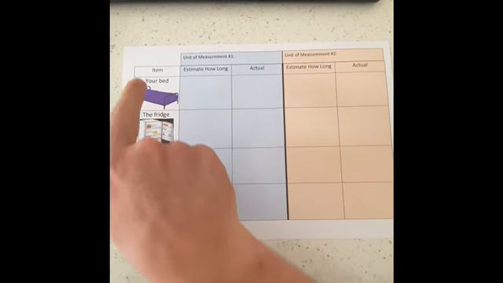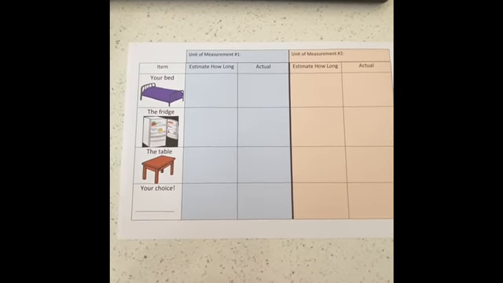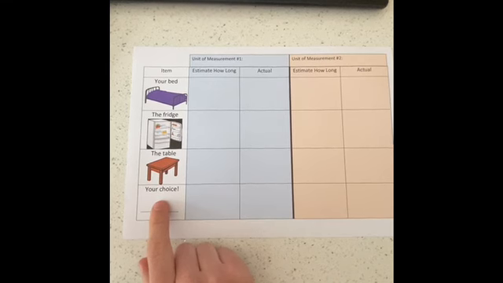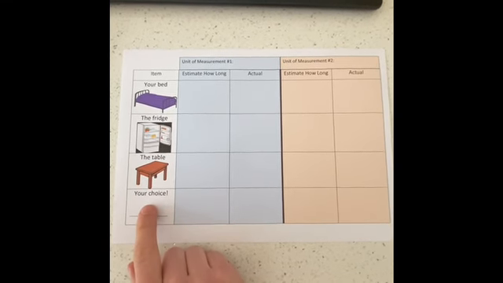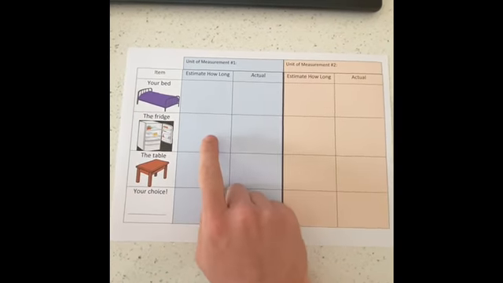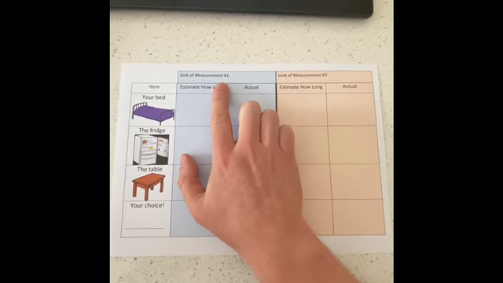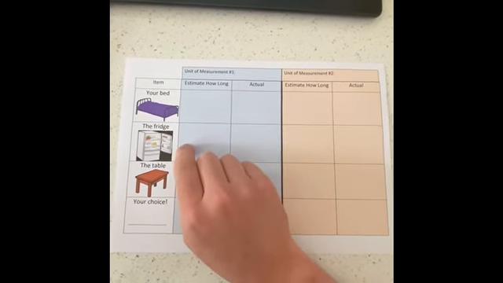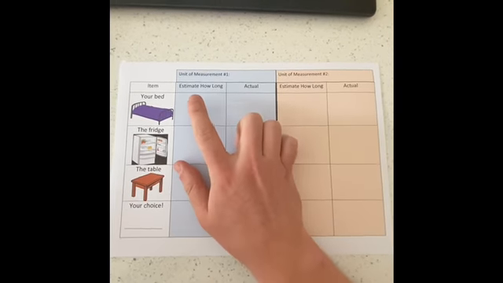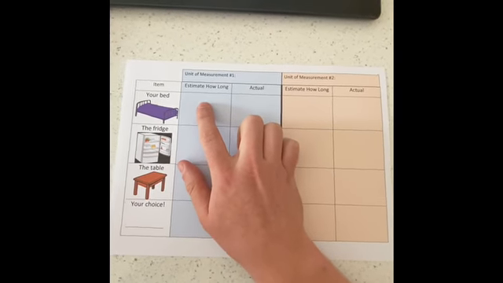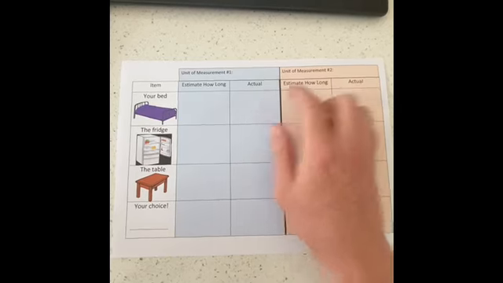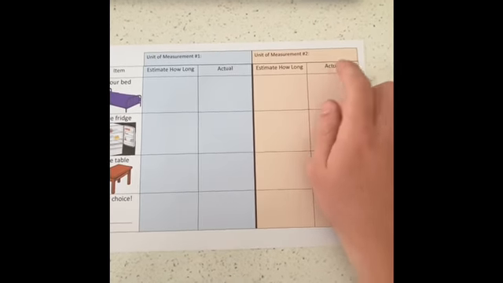So over here, you've got a list of items that you need to measure. And then the last one here is your choice. You can measure anything that you would like to. Here in the first box, it's blue. So up here, you need to write your unit of measurement. So you're going to use two different units of measurement. You need to estimate how long it's going to be and then record the actual result, and do the same over here with a different unit of measurement.